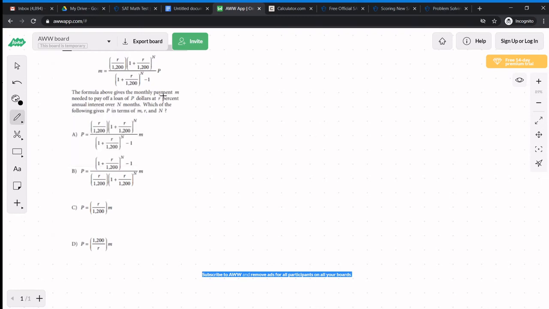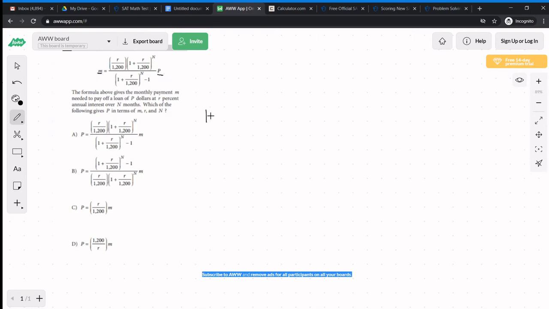The formula above gives the monthly payment M needed to pay off a loan of P dollars at r% annual interest over n months. Which of the following gives P in terms of M, r, and n? So they already give you the equation. Now instead of looking for M like they did there, you're going to want P.